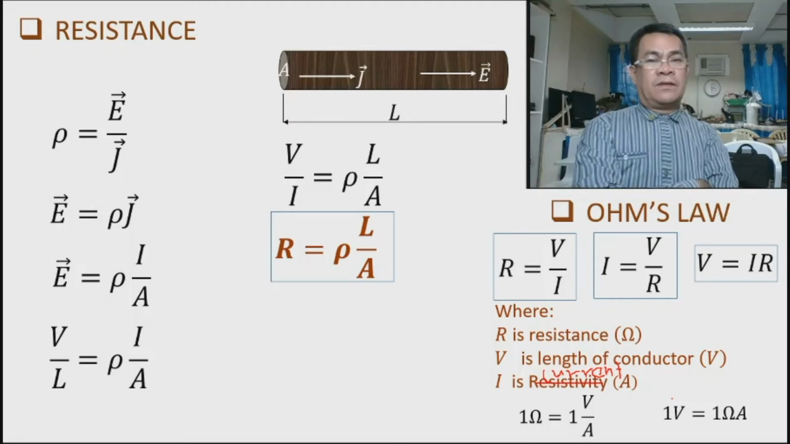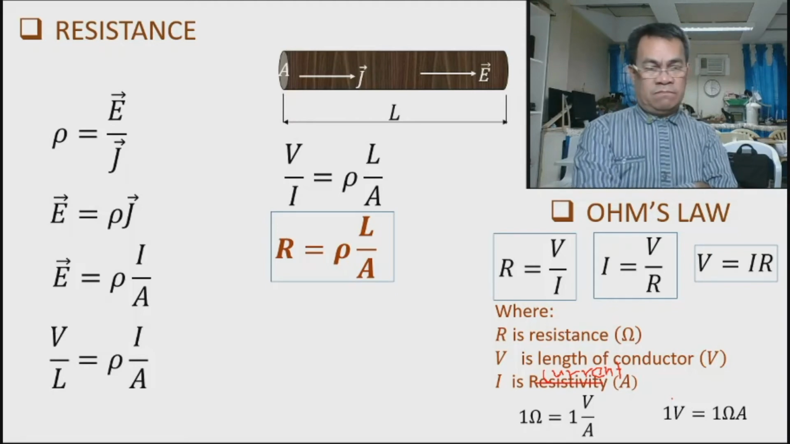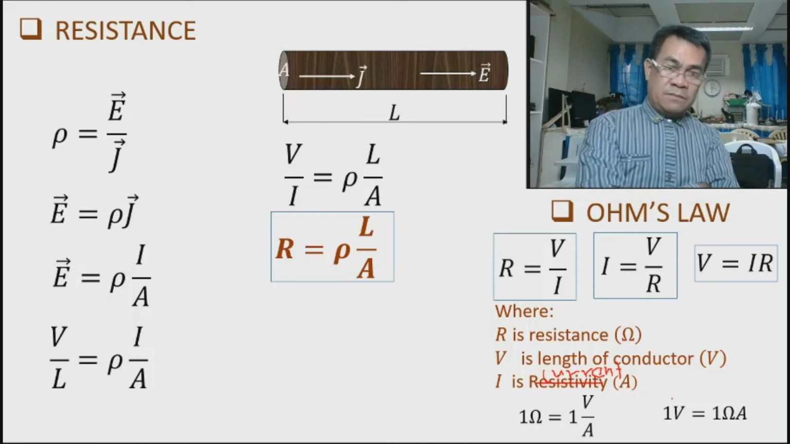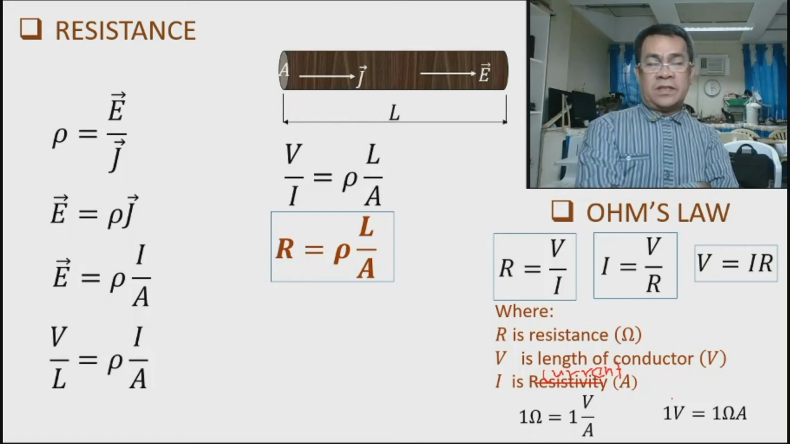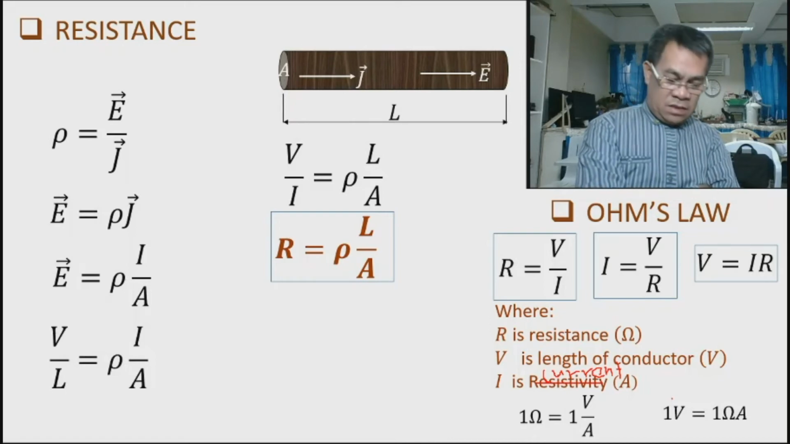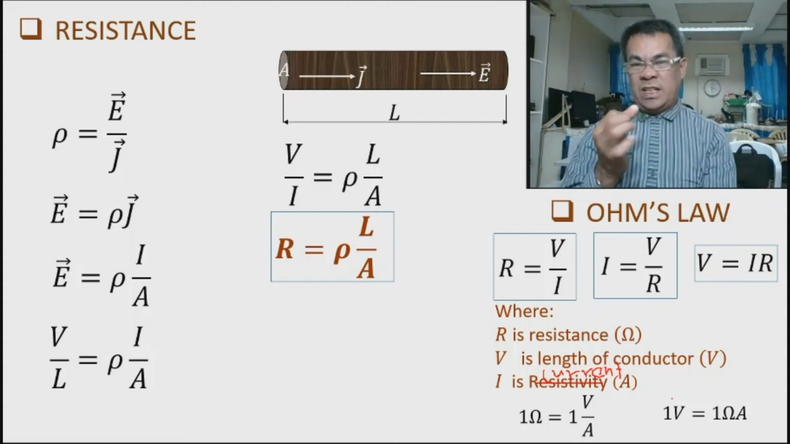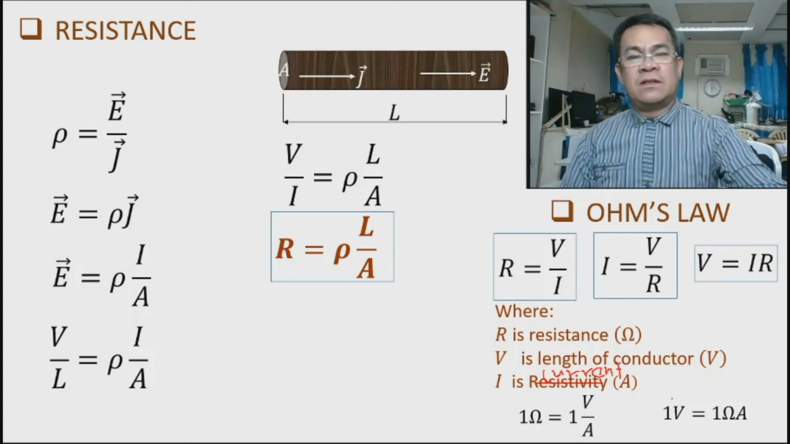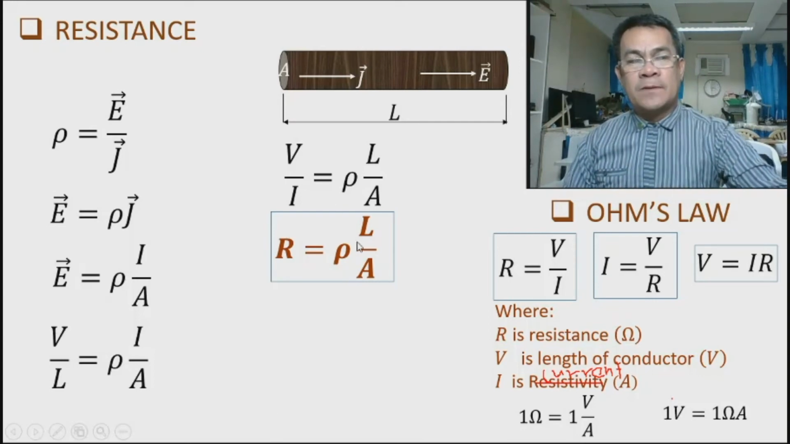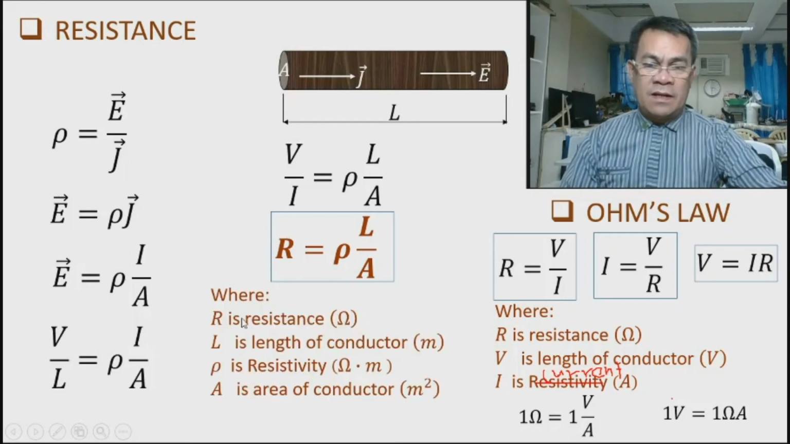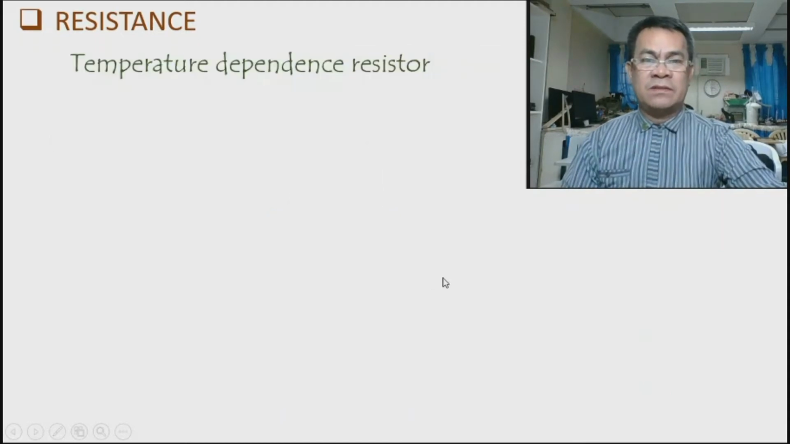So therefore, the wire should be followed according to the electrical specifications. Do not easily use wires without the prescriptions. So usually, a small wire has a large resistance. Okay, so therefore, R is the resistance in ohms, L is the length of the conductor, rho is the resistivity, and A is the area of the conductor in meter squared.